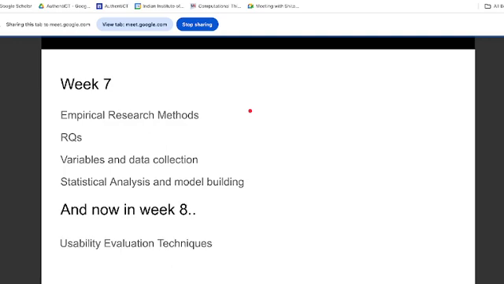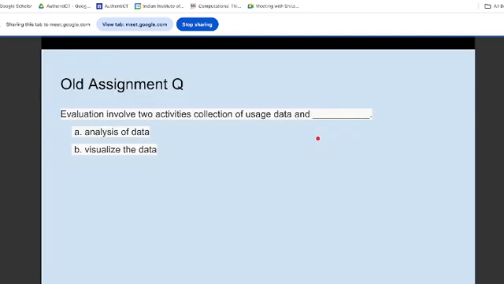Now in week 8, we will be focusing on usability evaluation techniques, which are concerned with evaluation without users as well as with users. So we'll have a look at them. But before we go, we have some old assignment questions which we can probably answer with this much information. So try to answer. You can post your answer, A or B, in the chat window.